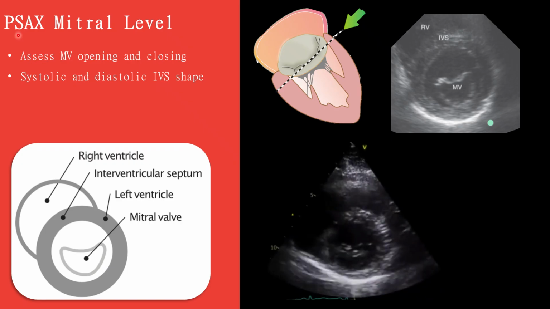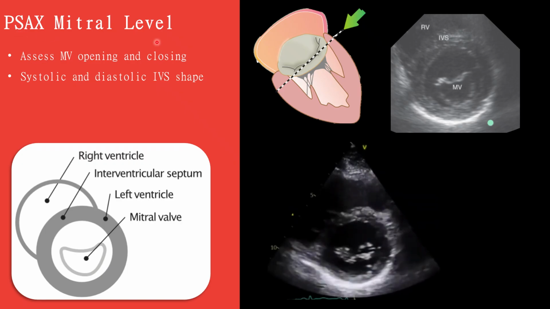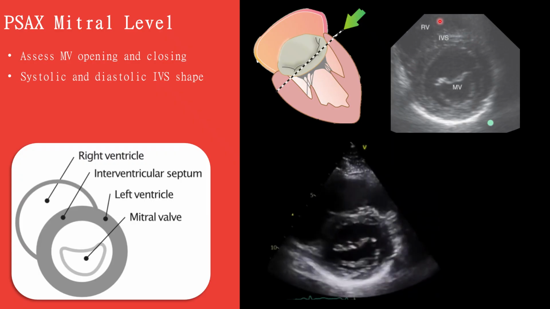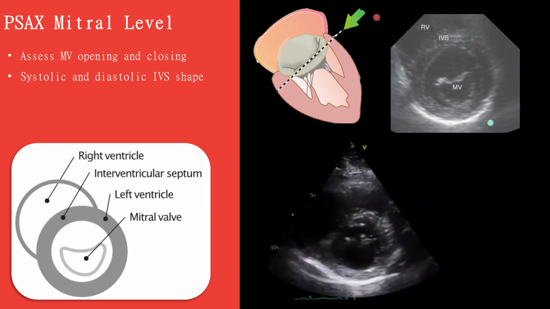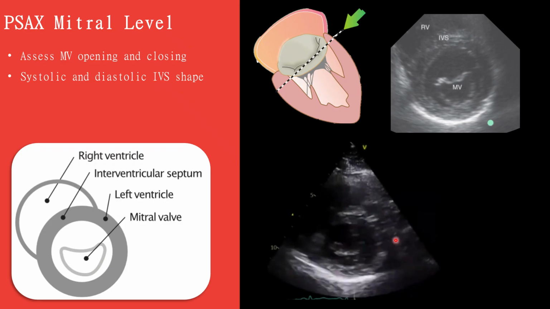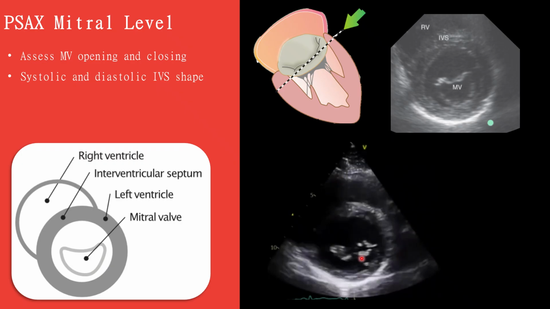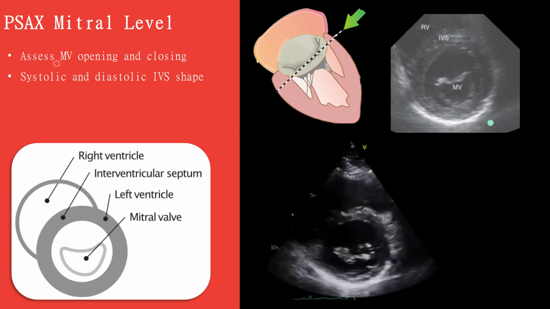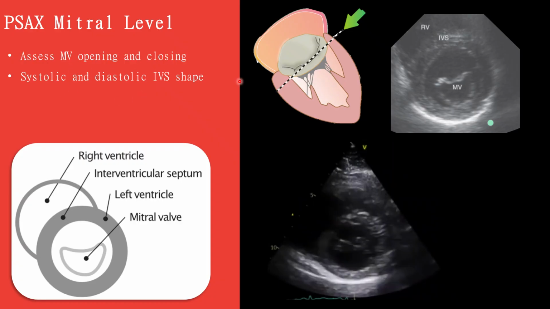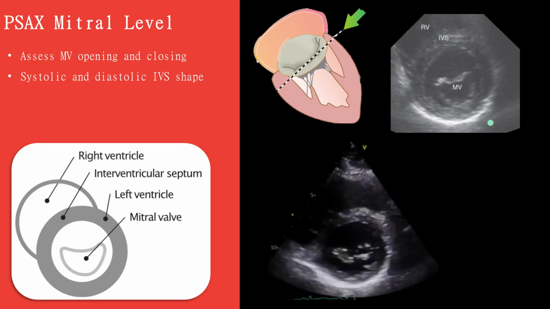So what do we see in parasternal short axis mitral level? We see the mitral valve, interventricular septum, and the right ventricle. We'll be cutting across like this. You can see the fish mouth I was talking about earlier. This is the mitral valve opening and closing. You assess the mitral valve for opening and closing, systolic and diastolic. Also the interventricular septum shape.